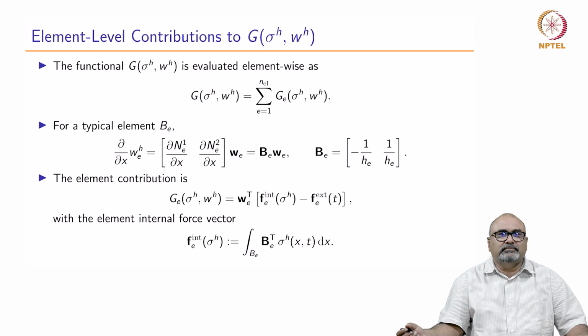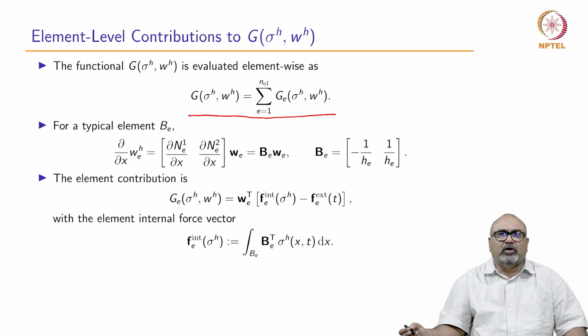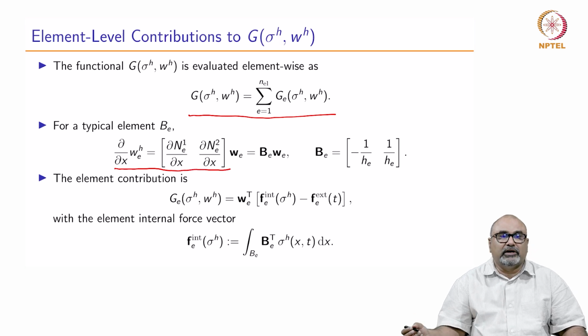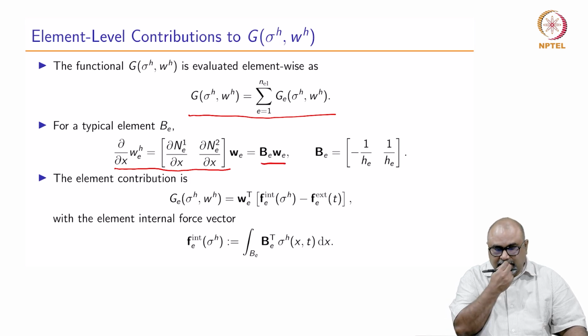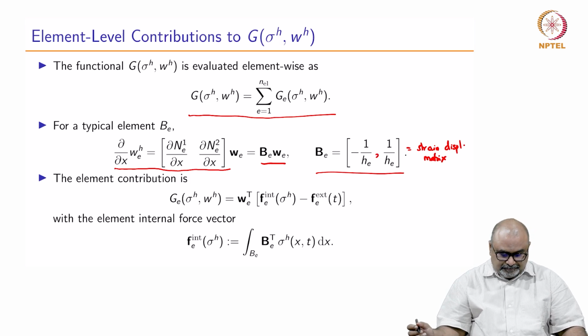So, the functional is evaluated element wise. The functional is written in a discrete form as summation e equal to 1 to NEL of G^e(sigma^h, w^h). For a typical element, one can calculate the derivatives of the displacement, denoted as ∂/∂x of w^e of h, which can be written as B^e times w^e, where B^e is called the strain displacement matrix, which is denoted as minus 1 by h^e comma 1 by h^e.